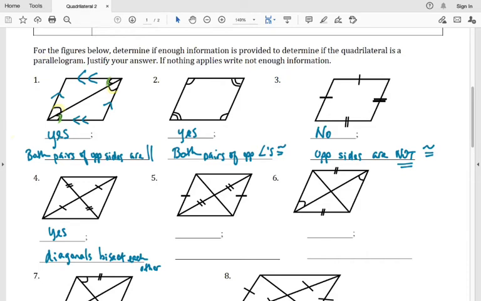Okay, on the next picture, we would have to say no. You've got one set of diagonals that are bisected, but the other one isn't. You've only got one set of opposite sides congruent, so this would be not enough information.